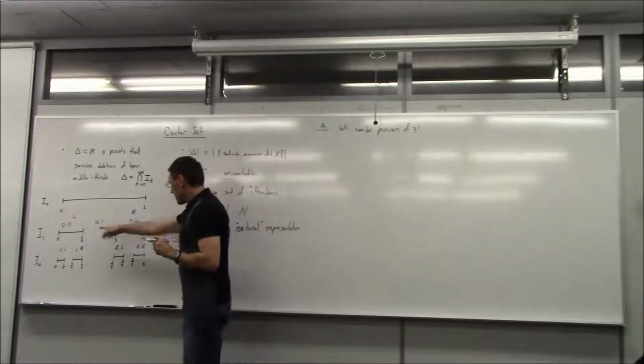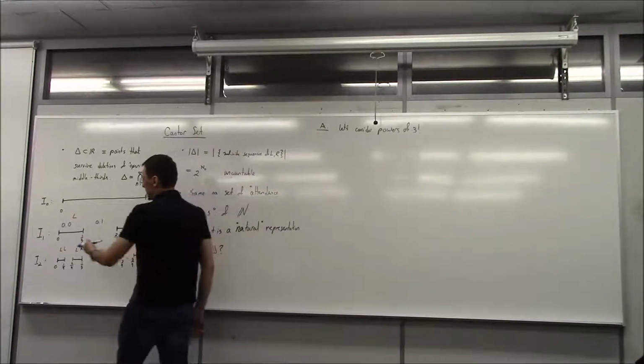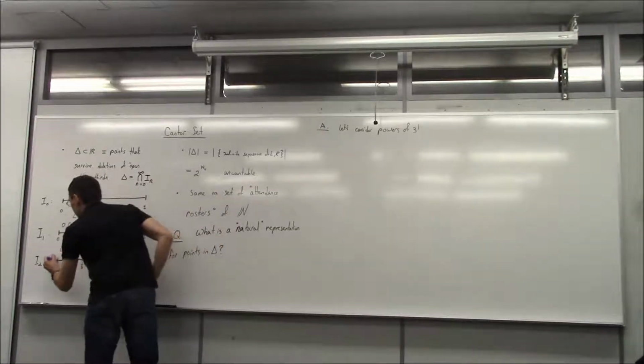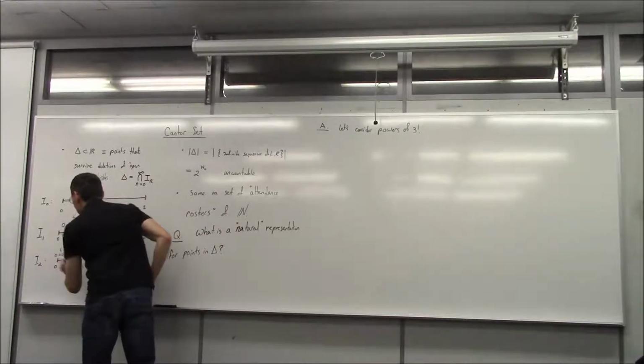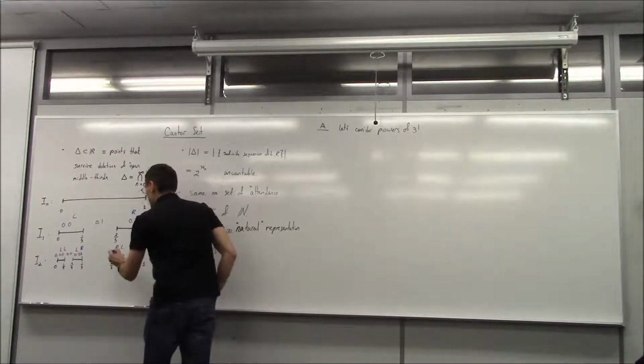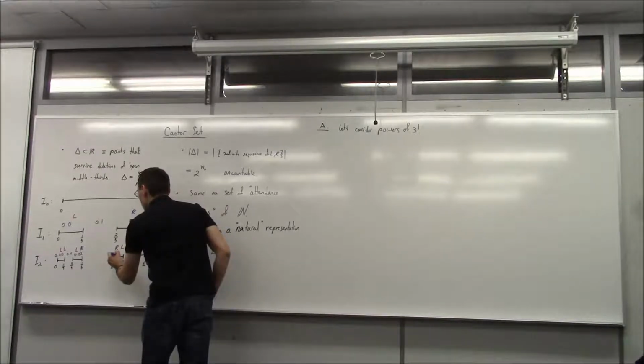If you don't understand in a moment, I will write it. So what is this one? This one is 0.00. This one is 0.02. The middle one is 0.01. This one is 0.20.